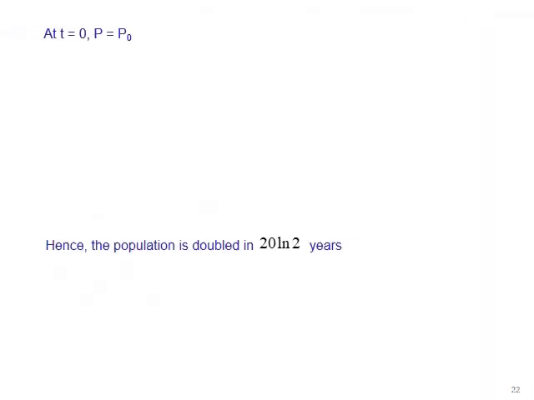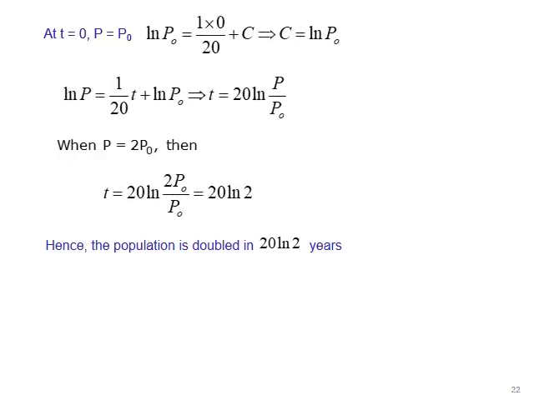Now I need an initial condition to solve. He told me in the question that at time 0 we have p naught, the original population. It becomes double later on. We want to see when it will become double. Then I will substitute for time 0, p equals p naught. I got c. I go back and substitute c. This is the new formula.